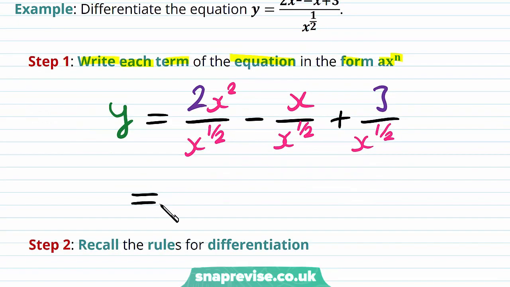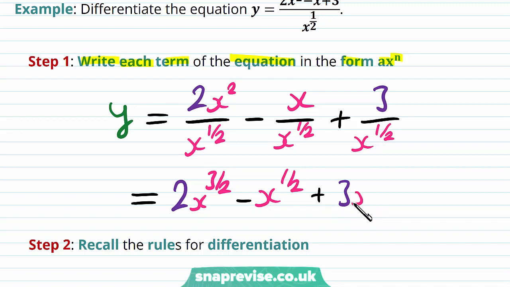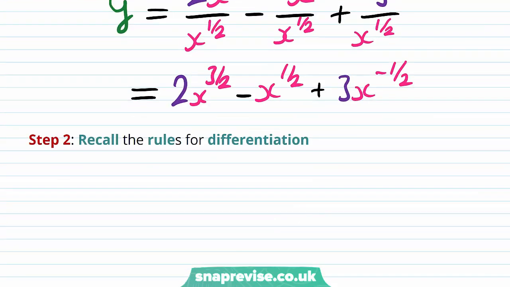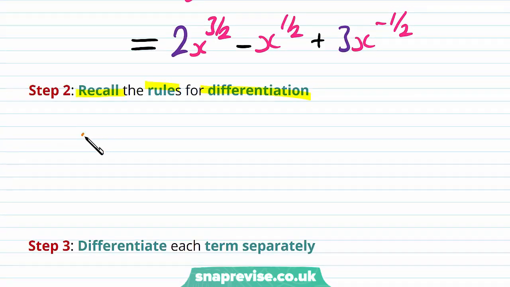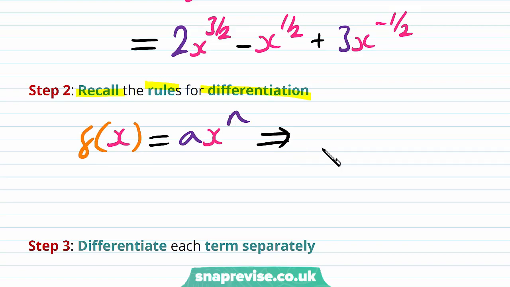And then by applying our index rules, we just get 2 multiplied by x to the power of 3 over 2. And then we have a minus x to the power of 1 over 2. And then we have a plus 3 multiplied by x to the power of minus 1/2. Our second step is to recall the rules for differentiation. We have that if we have a function f of x of the form ax to the power of n, then when we differentiate and get f prime of x, we just get a multiplied by n multiplied by x to the power of n minus 1.